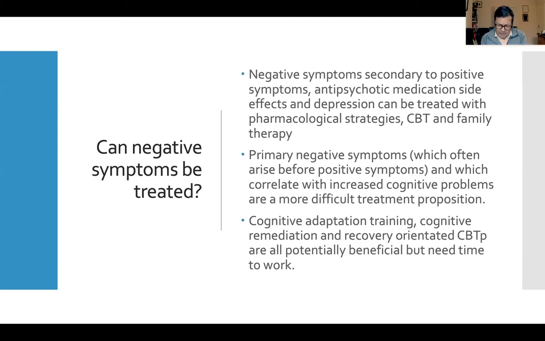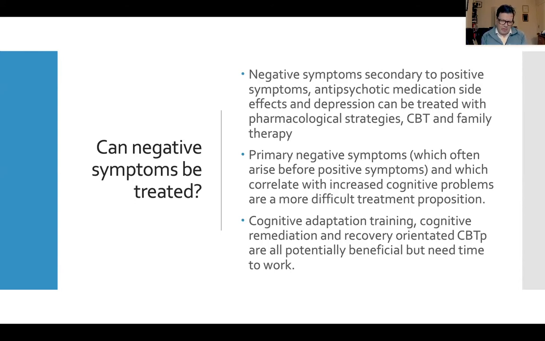So if you have any of these causes, they can be treated by doing something with the pharmacology, doing something with the medicines, using cognitive behavioral therapy, and using family therapy. So they are secondary negative symptoms, and it's quite important we work out for our loved one, do these seem to be primary or secondary? Now, primary negative symptoms are a bigger problem.